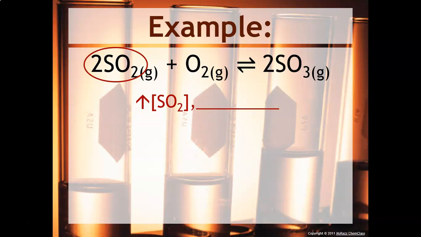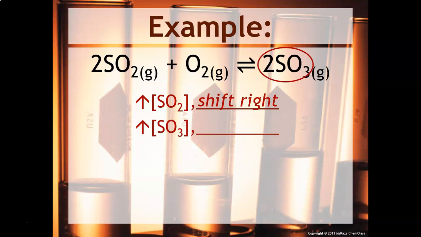So guess what? We're going to see that the reaction is going to shift right. To shift right just means that we're going to take that added SO2, it's going to react with the oxygen, and we're going to form more SO3. So we're going to see more SO3 form, and that's what we mean by shifting right.